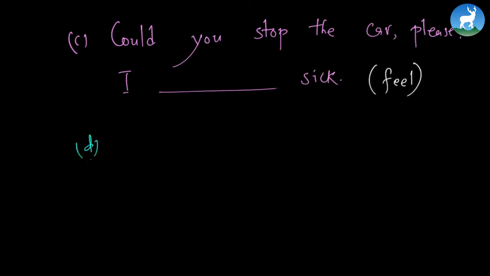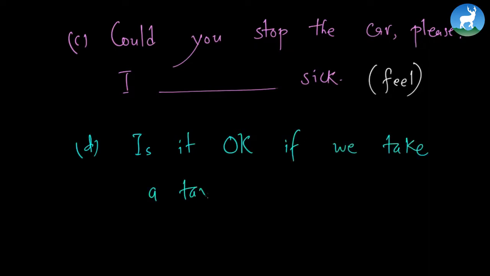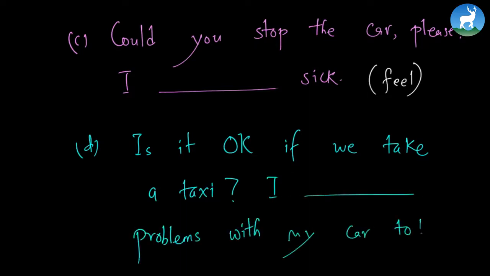Okay, the last question probably. Is it okay if we take a taxi? I blank space problems with my car today. And the tense verb here is has. Alright, so these are the questions. 4 questions. All you need to do is fill these blanks with simple present tense verbs.